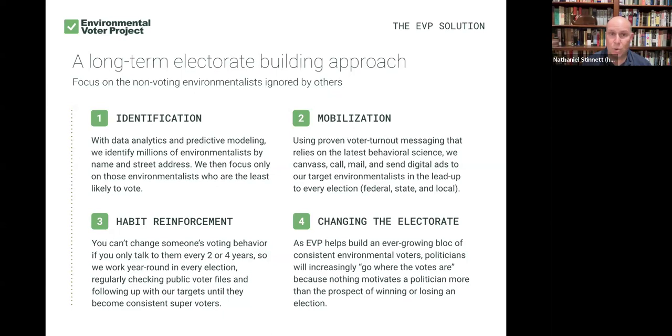And so politicians always end up going where the votes are. Not because they're bad, not because they're cynical, but because you don't get to be a politician unless you get 50% plus one of the votes. It's the brutal arithmetic of how democracy works. And so our approach at EVP is we know we need more political power in the climate and environmental movements. So we are going to dramatically increase the number of consistent climate and environmental voters and just trust that politicians really like to get elected.